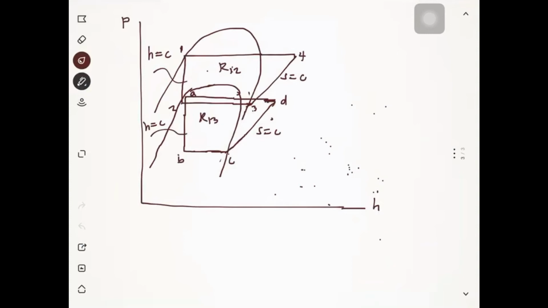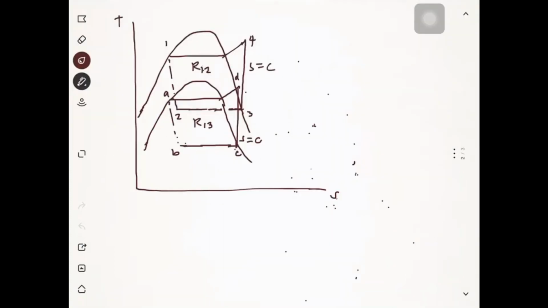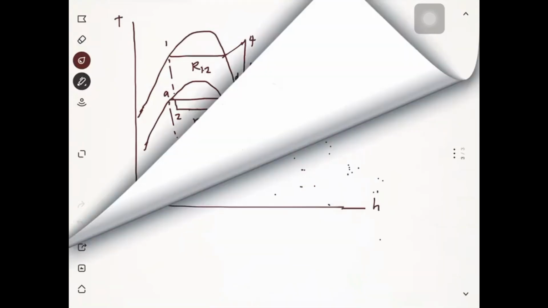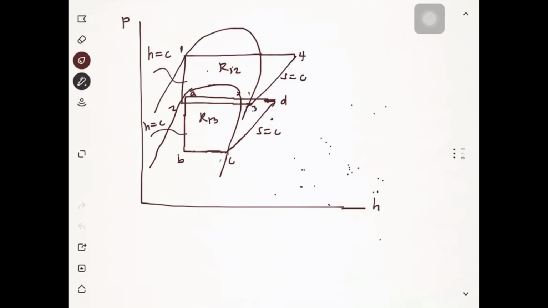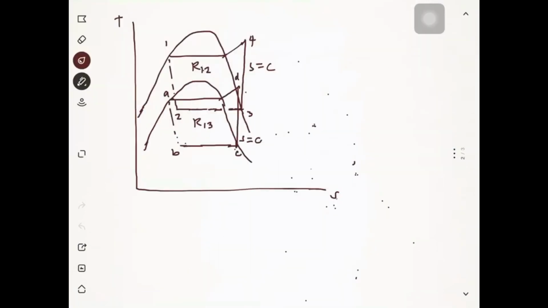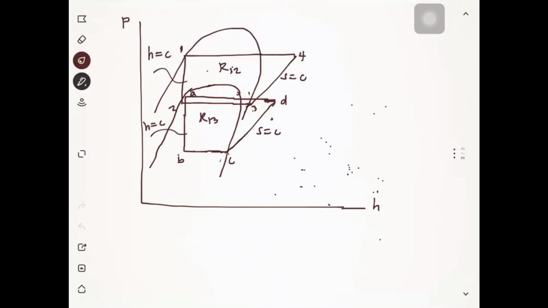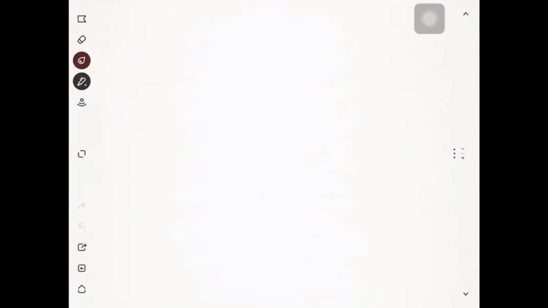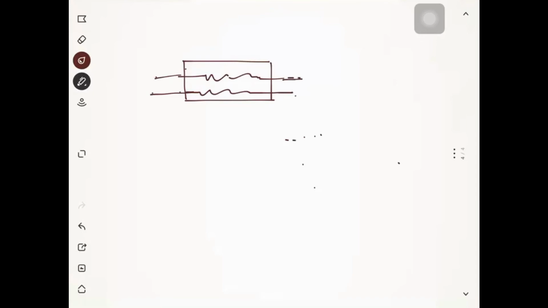So we have now the TS and the pH diagram. What's next? Considering we have now this cascade condenser, we will draw the cascade condenser schematic diagram. For the simplicity of our equation, we will consider the mass of our refrigerant in the upper loop and the lower loop to be equal to 1. This is our cascade condenser.